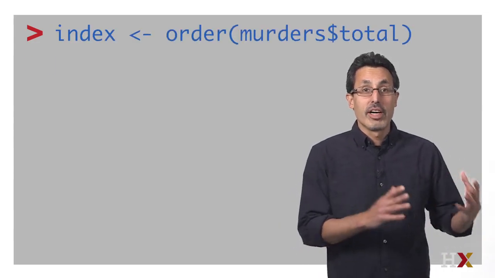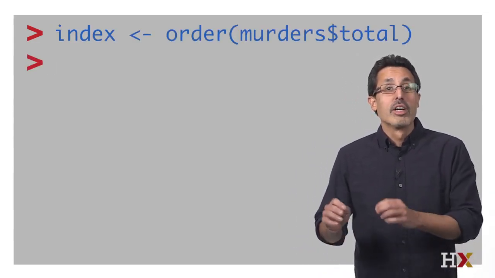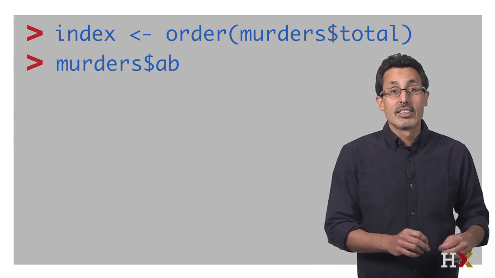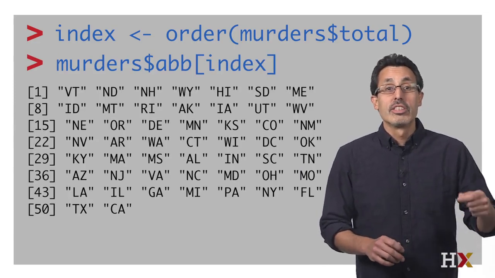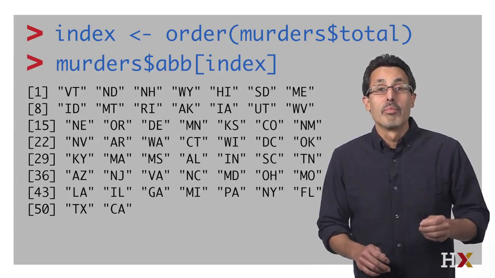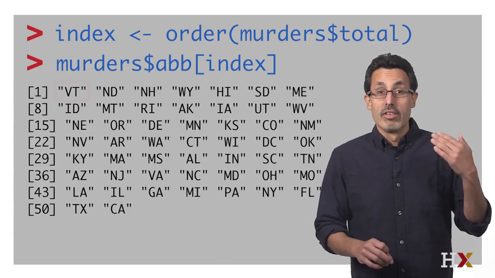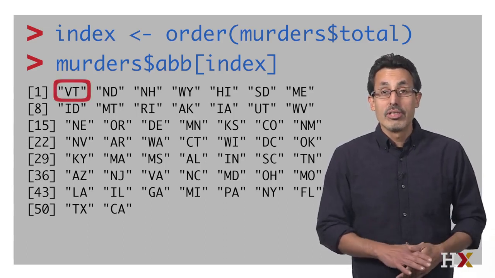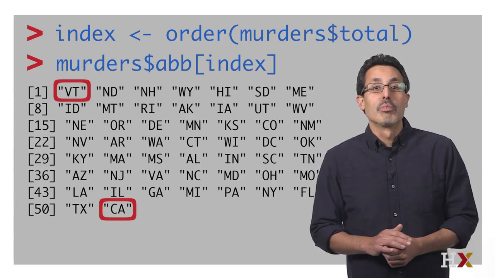This means we can now order the state names by their total murders by first obtaining the index that orders according to murder totals, and then indexing the state names or abbreviations using that index. Let's type it here. Let's define index with the order of the totals, and then index the murders abbreviations to see the states ordered by murder totals. We see that Vermont has the lowest total and California has the most murders.